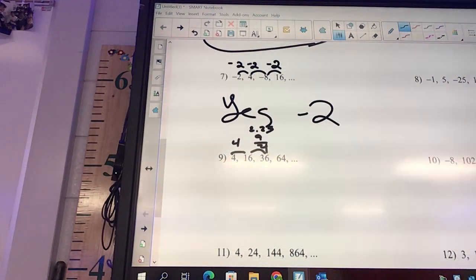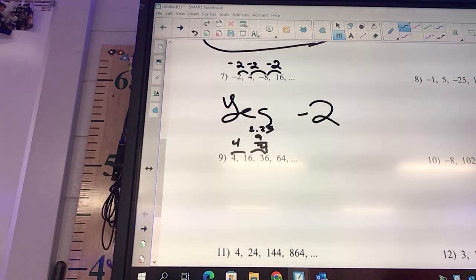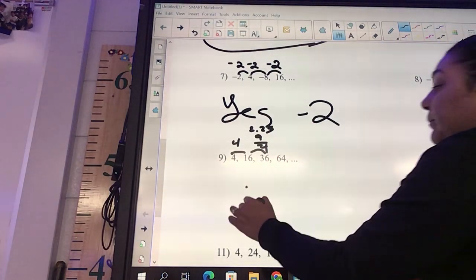So either way, it's 9 over 4 or 2.25. Are those the same? No, then stop. There's no point in checking the other one, because is it geometric? No, because they all have to be the same. Okay, if it is the same, then you keep checking. If it's not, then stop. It's not geometric.